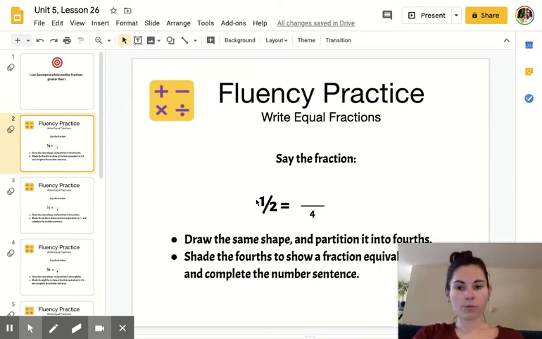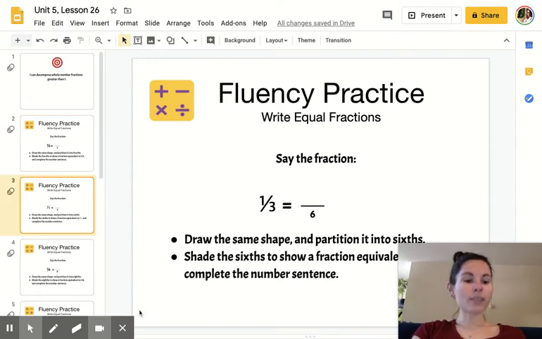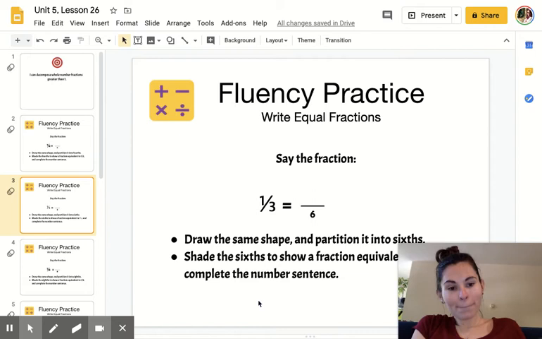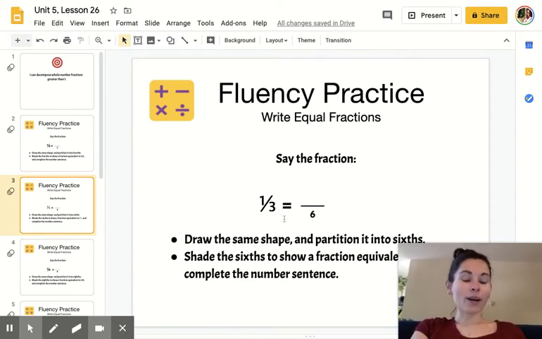Exactly, 2/4. For the next one, I want you to shout the equivalent fraction after I read the number sentence. 1/3 equals how many sixths? It was like I could hear you shouting from here. 1/3 equals 2/6. For the next one, I want you to say the equivalent fraction in a robot voice.